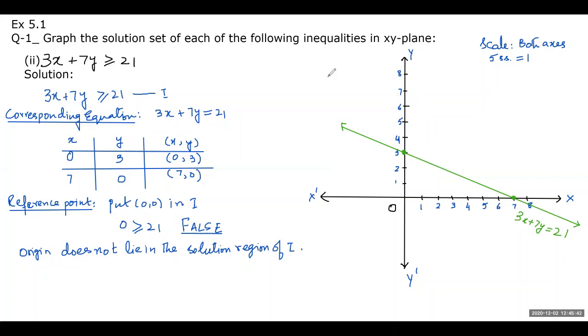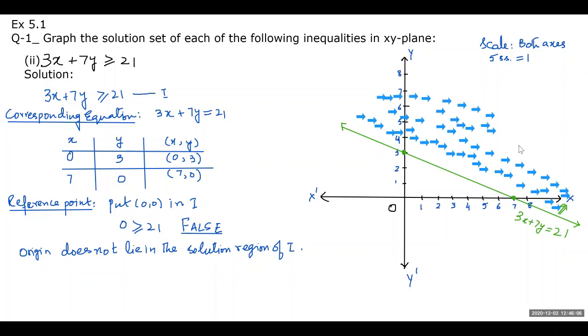So I'm going to mark my solution region. You may mark it with the help of an arrow, or you may put some shades on it. I'm going to put some yellow shade on it. Here it is. This is our solution region. And that completes the solution. Now I'm going to show you what will be the shape of your graph when you draw it on the graph paper.